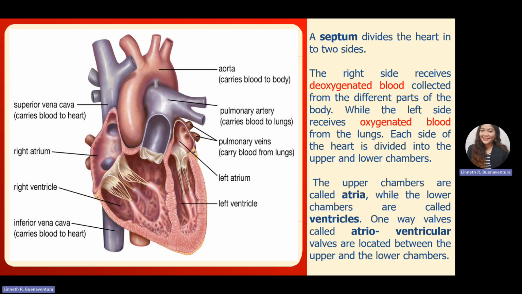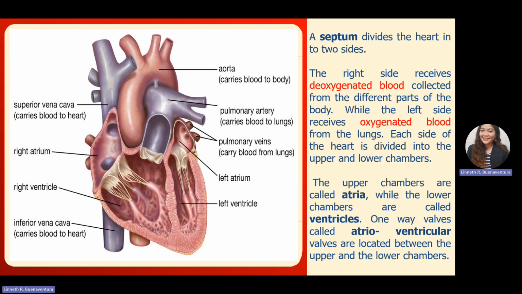The right side, here is the right side, receives the blood collected from the different parts of the body. It is deoxygenated because all of the oxygen has been used by the different parts of the body, such as muscles. While the left side, this one, receives oxygenated blood from the lungs.